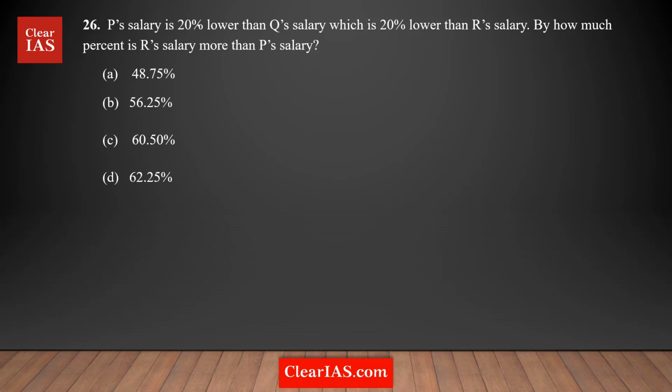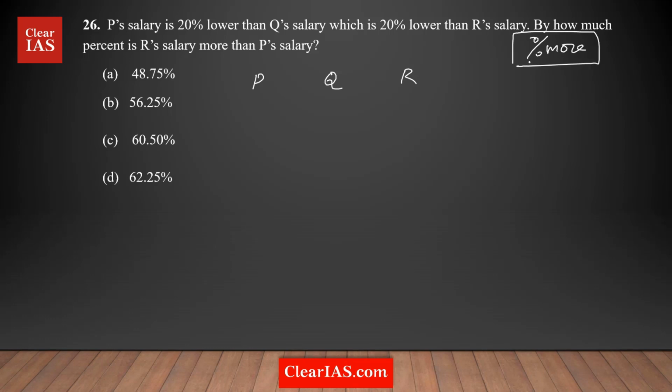P's salary is 20% lower than Q's salary, which is 20% lower than R's salary. There are three terms here: P, Q, and R, and there is a connection between these three. And by what percentage is R's salary more than P's salary? That's the question. So, percentage more. The question is asking you to calculate the percentage more between two quantities.